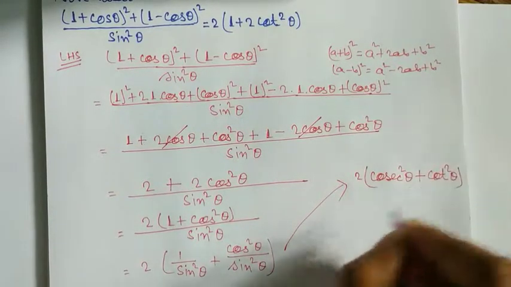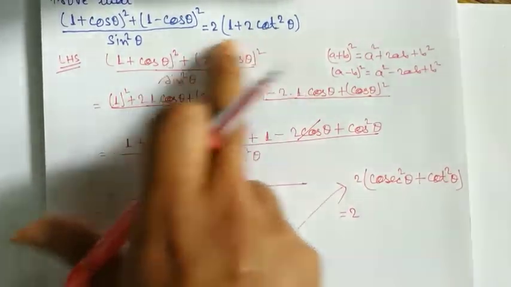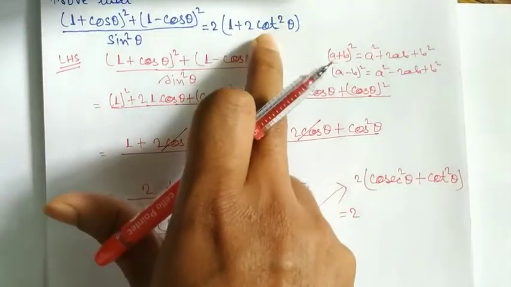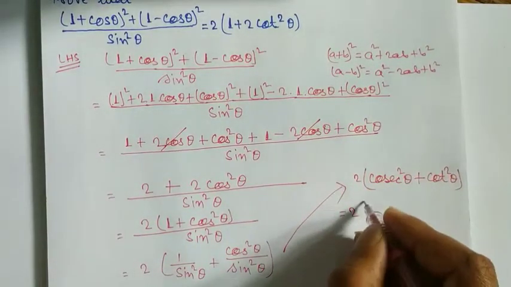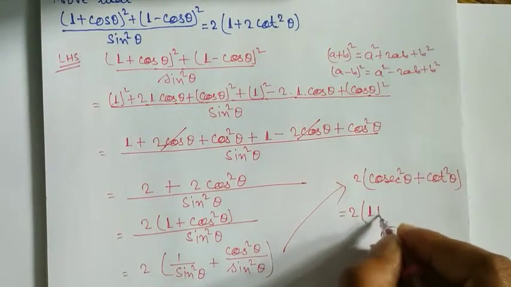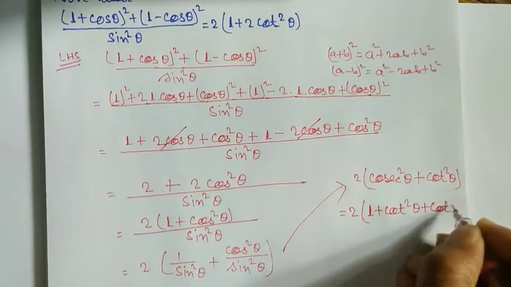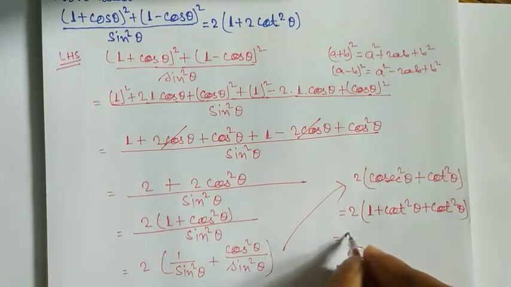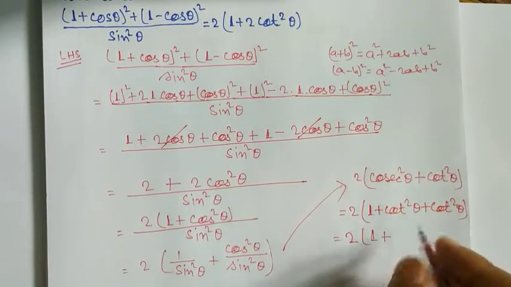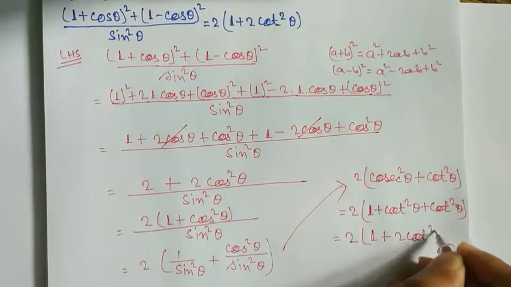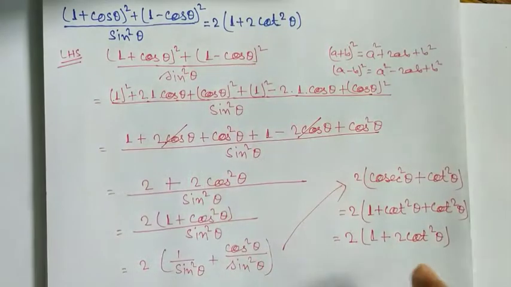2 into cosec square theta plus cot square theta. Now no need for this cosec, because in the LHS there is cosec, in the RHS no cosec, it is in the form of cot only. So we have to convert this cosec into the form of cot. So what is the formula of cosec? 1 plus cot square theta. So 2 into 1 plus cot square theta plus cot square theta, which means 2 bracket 1 plus 2 cot square theta. We have to prove 2 bracket 1 plus 2 cot square theta.